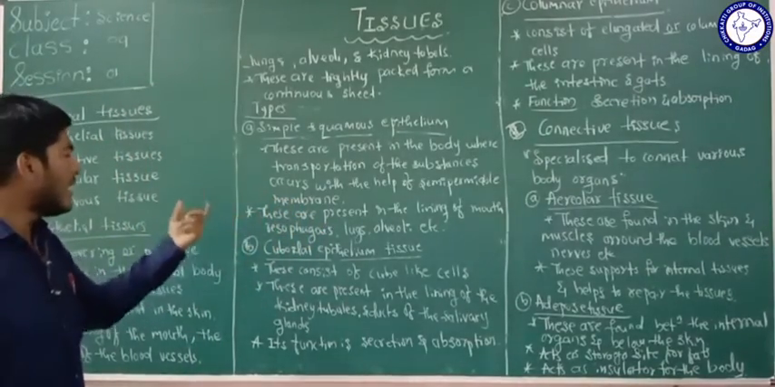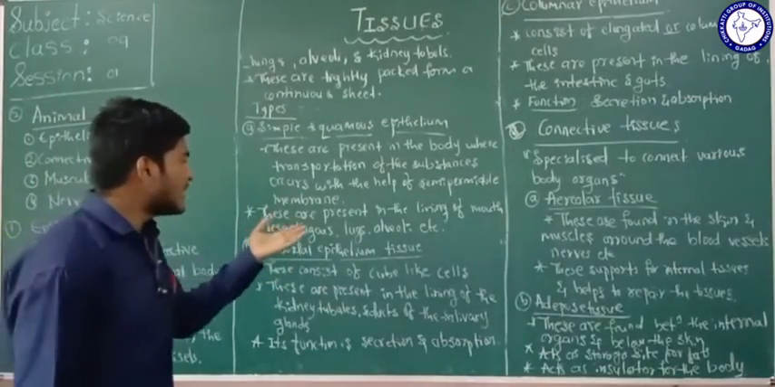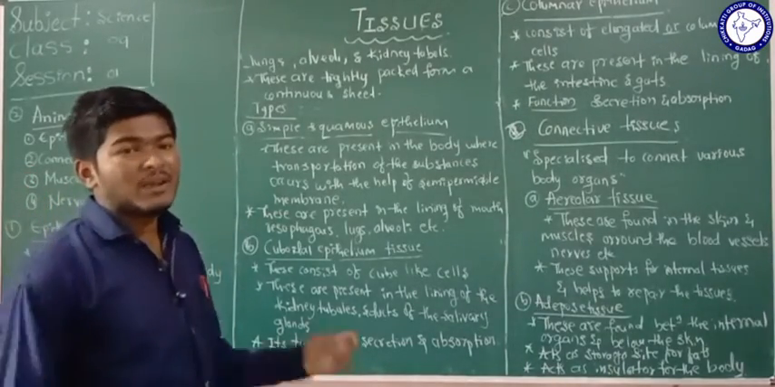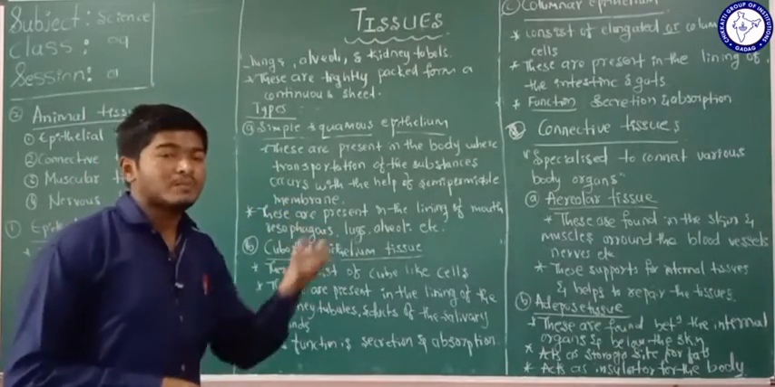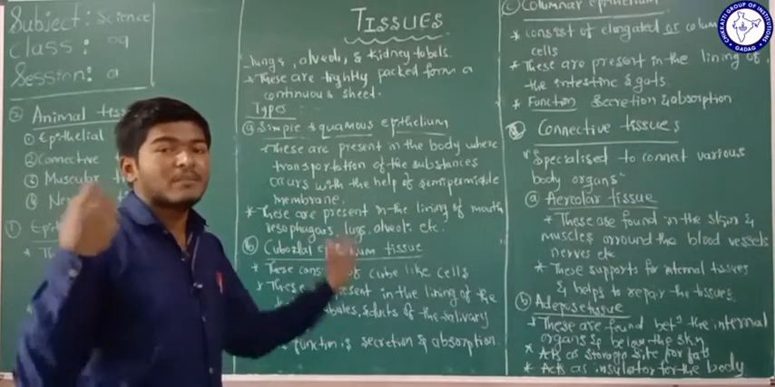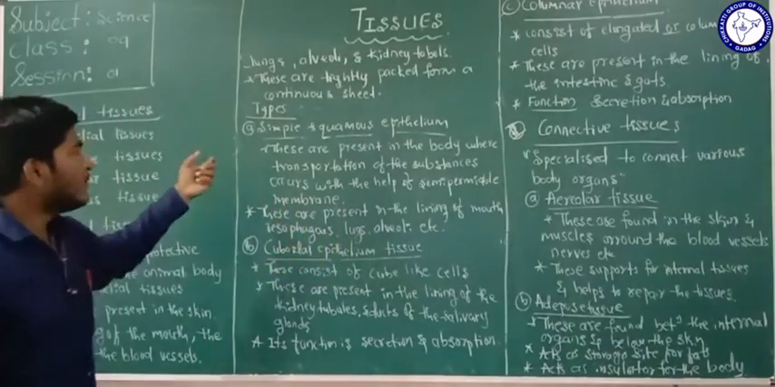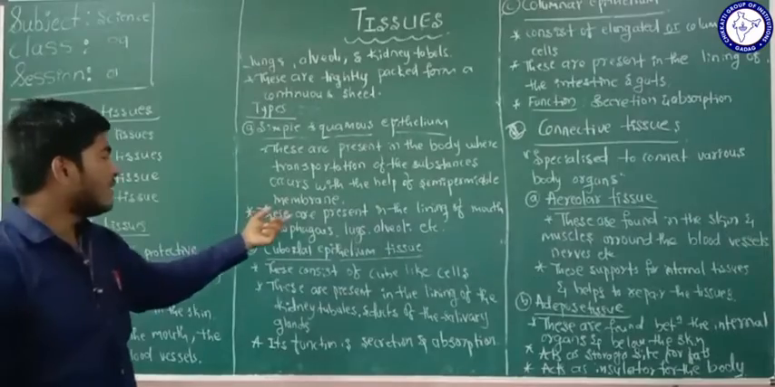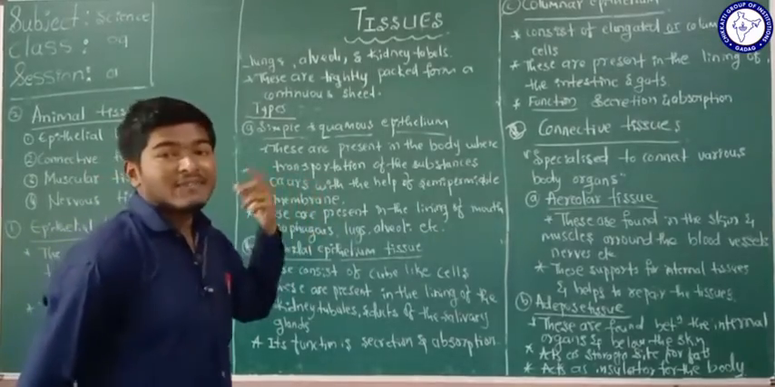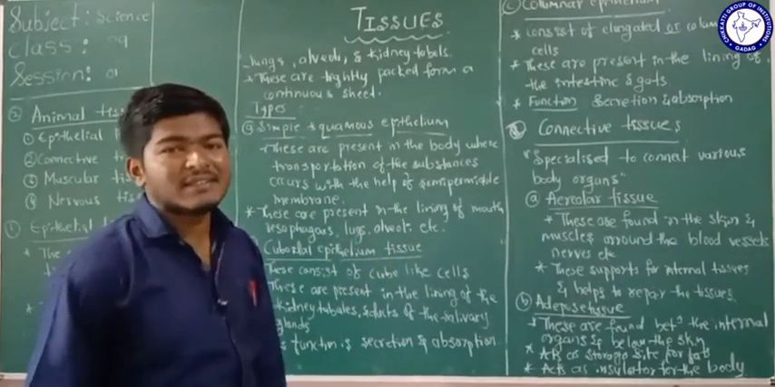These are present in the lining of the mouth, esophagus, lungs and alveoli, etc. Why are they present here? Because they want to supply the minerals or food materials, to transport the materials from the body towards all the cells of our body. And the function of the simple squamous epithelium tissue is nothing but transportation.